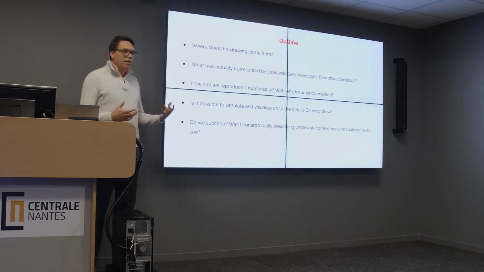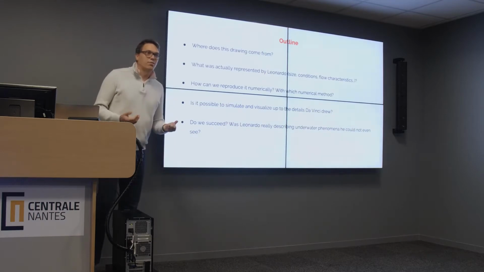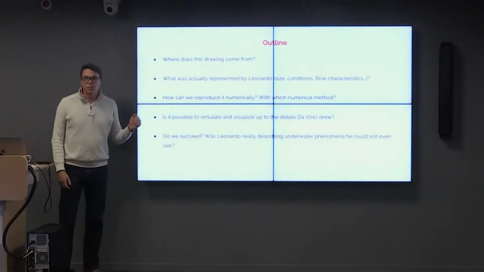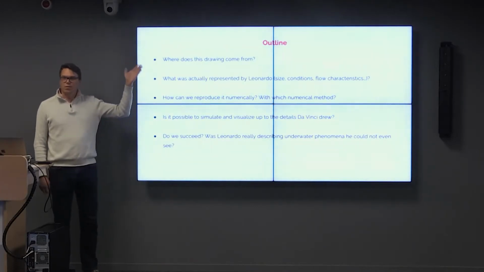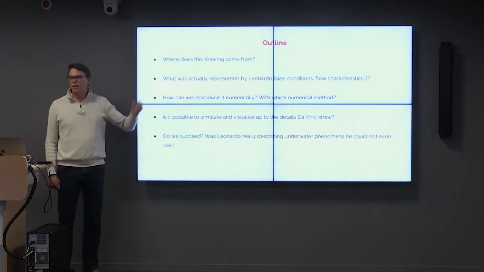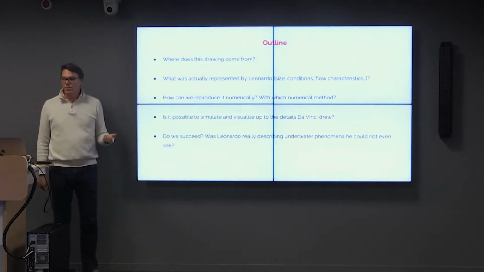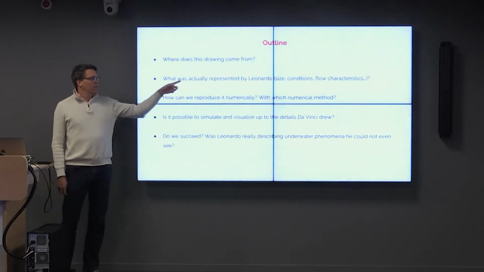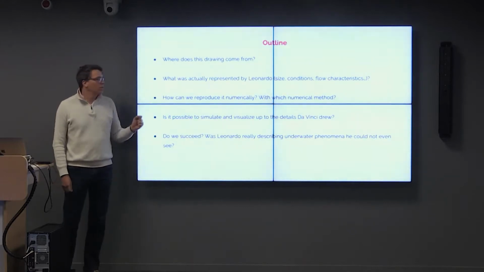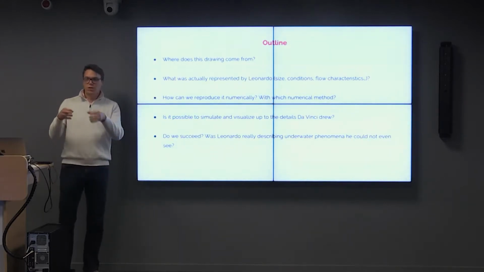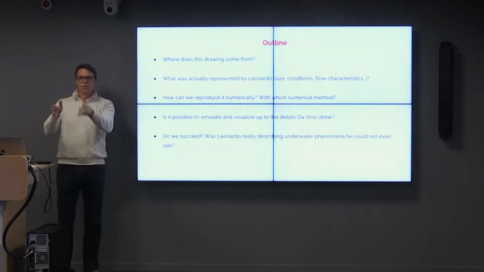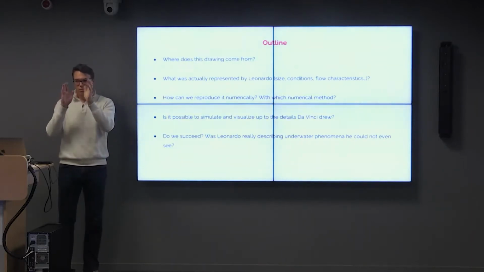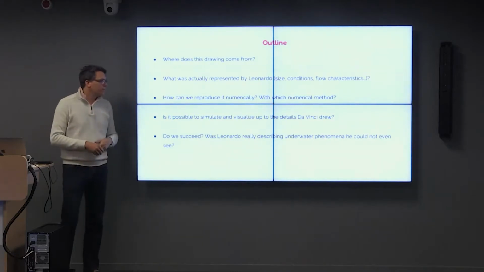So what we did during this study is try to answer the following questions. First, where does this particular drawing come from? What is its story? Why did Leonardo draw it, etc. And what was actually represented by Leonardo in this drawing? Because we don't know in which place in the world it was exactly, what was the size, what was the flow characteristic, like the flow rate which is entering this pool, etc.